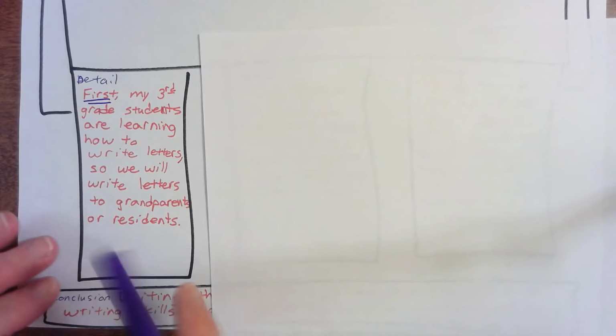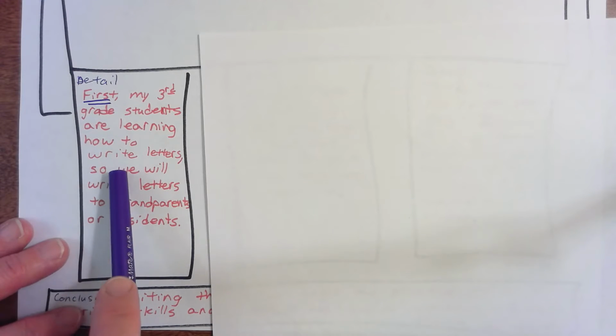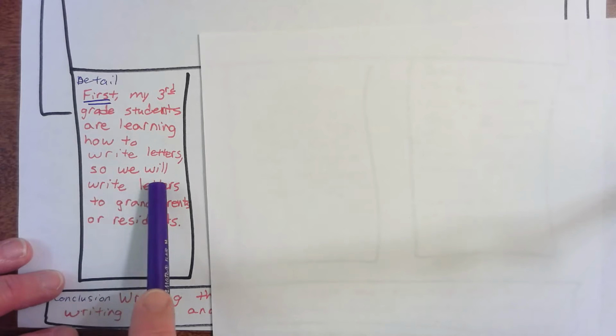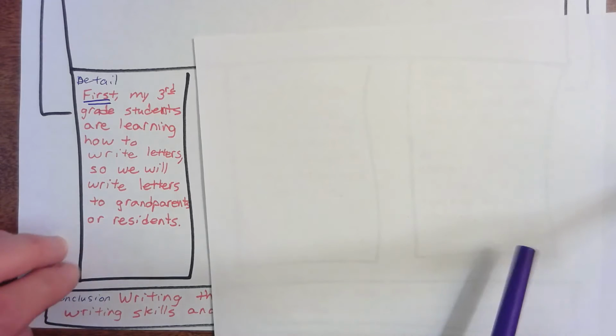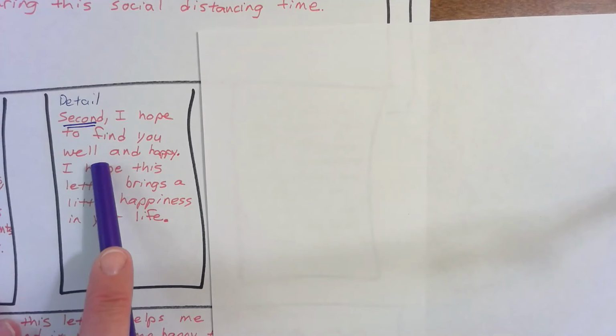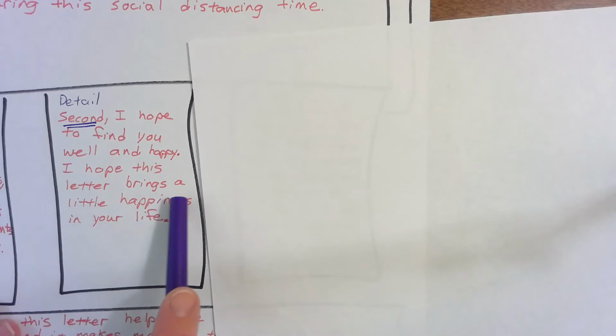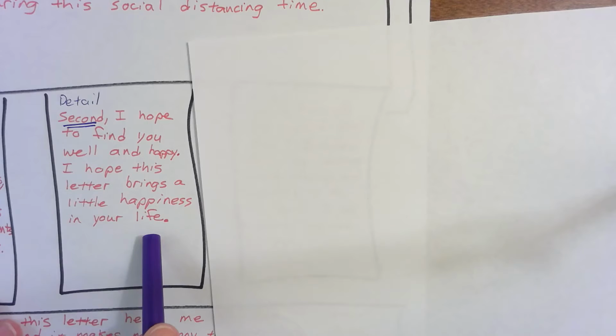All right, my first supporting detail, and remember, transition words are very important. So here's a transition word. First, my 3rd grade students are learning how to write letters. So we will write letters to grandparents or residents. Okay. Here's another transition word. Second, I hope to find you well and happy. I hope this letter brings a little happiness to your life.